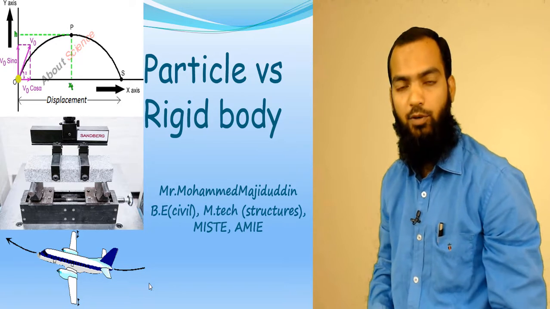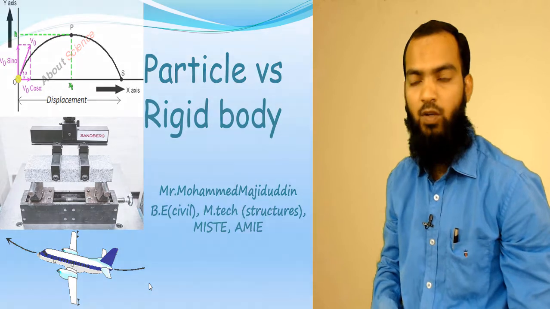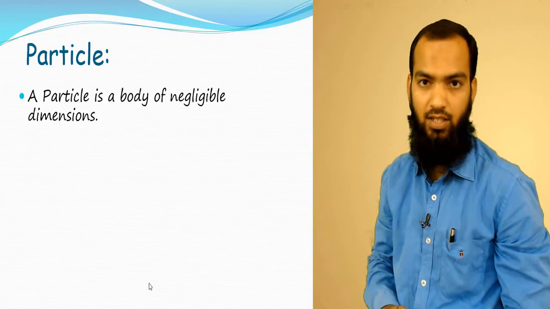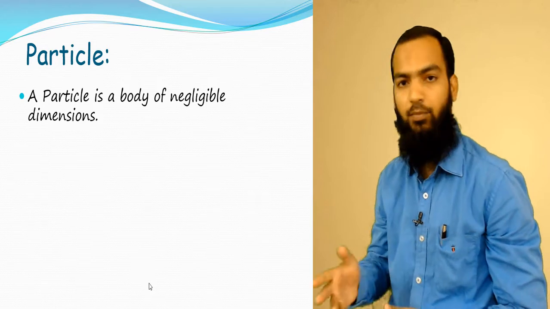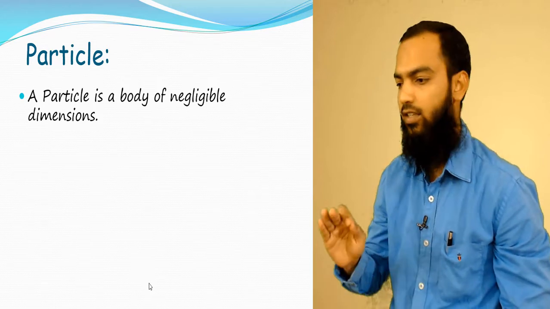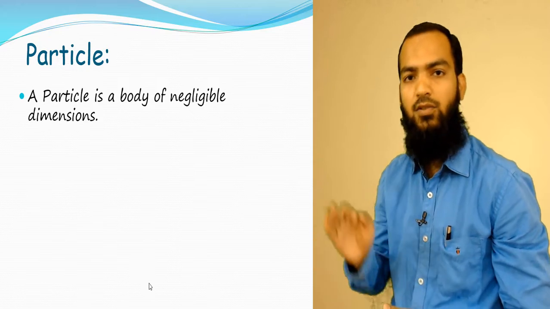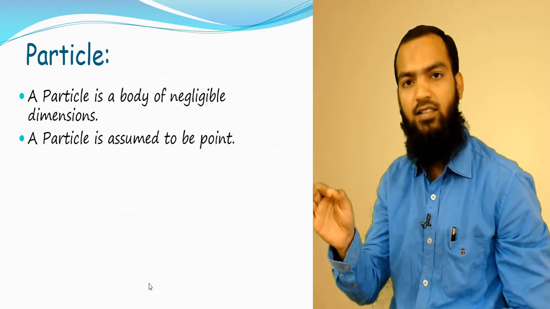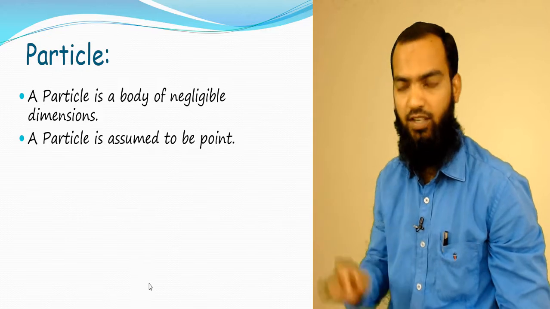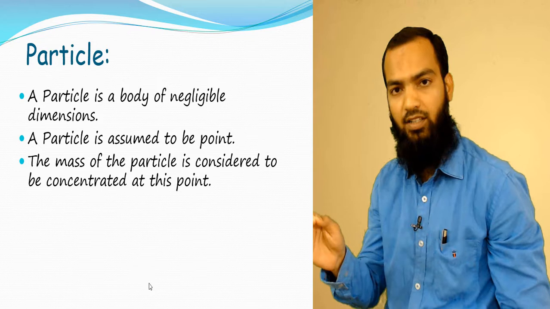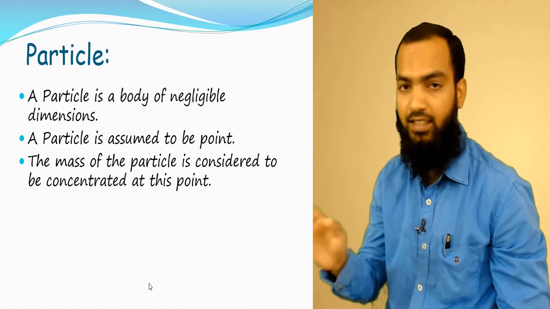Today's topic is about particle and rigid body. What is a particle? A particle is a body of negligible dimensions. Dimension means length, breadth and height. So it doesn't have any length, any breadth or height. So it can be represented as just a dot. It is just a point. So the mass of the particle is concentrated at that point.